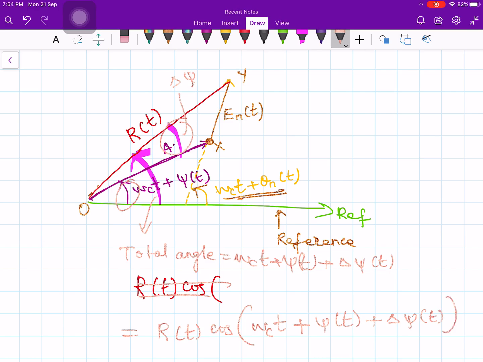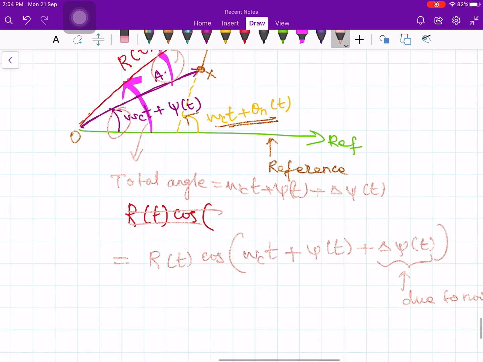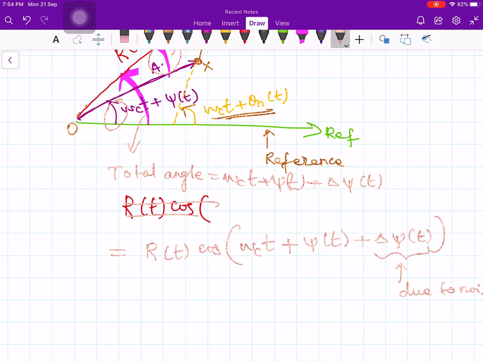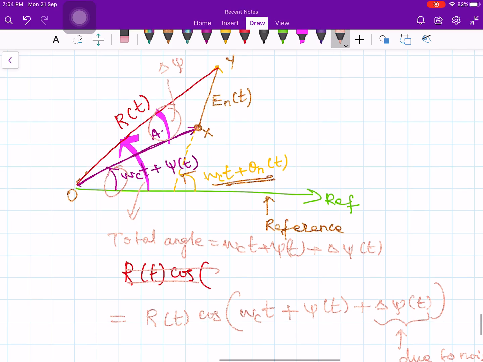Okay, so it is clear that the effect of noise is sitting over in this position. This is due to noise. Why is it due to noise? If you look at the figure, then it will be very clear. Where is the effect of noise going? It is going in r of t to some extent and going in delta psi of t to some extent.